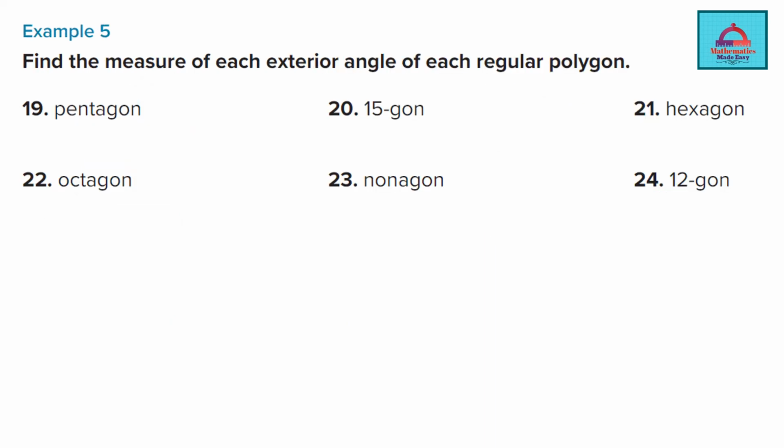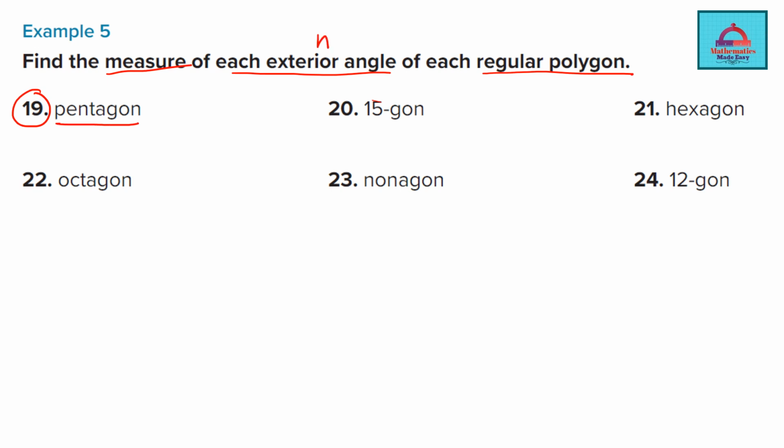Last question for today would be question number 19. You are going to try questions 20, 21, 22, 23, 24 on your own in a similar way. So this is the last question on measure of an exterior angle of a regular polygon. Now it's a regular polygon, so each exterior angle would be measured n and each would be equal.